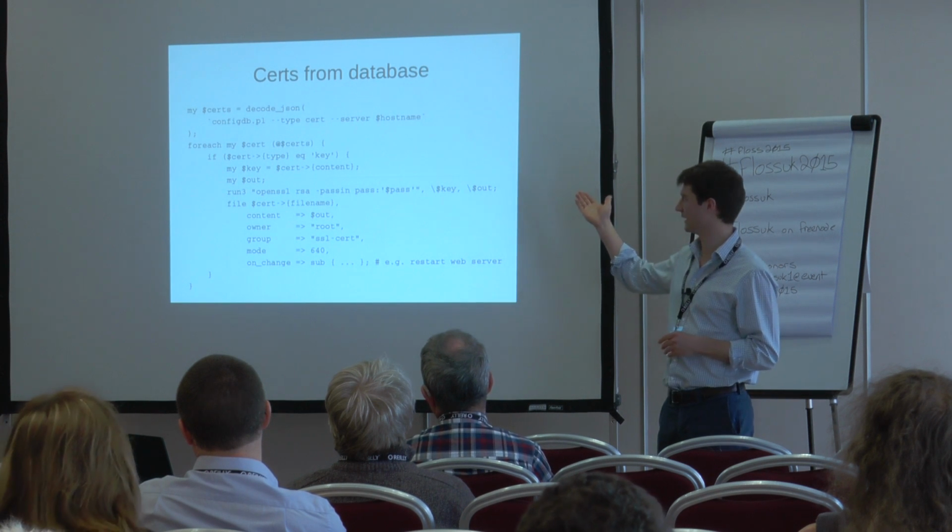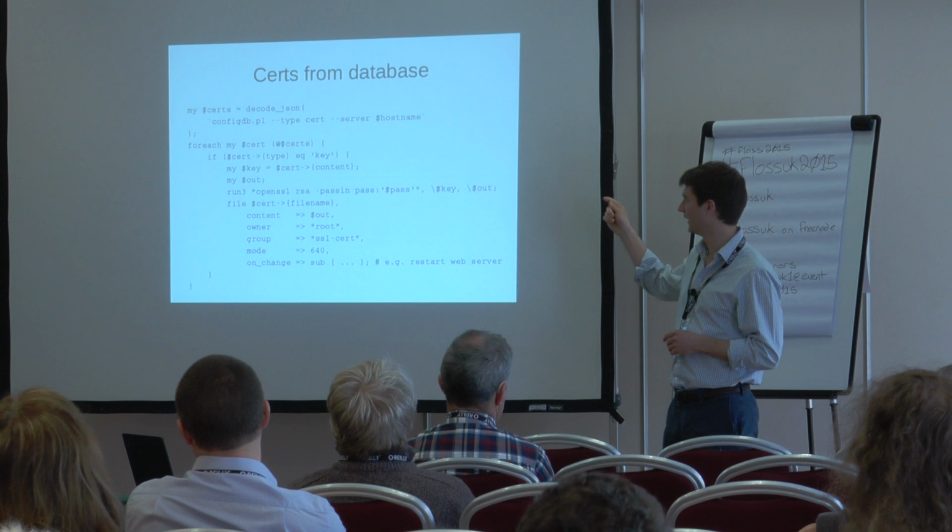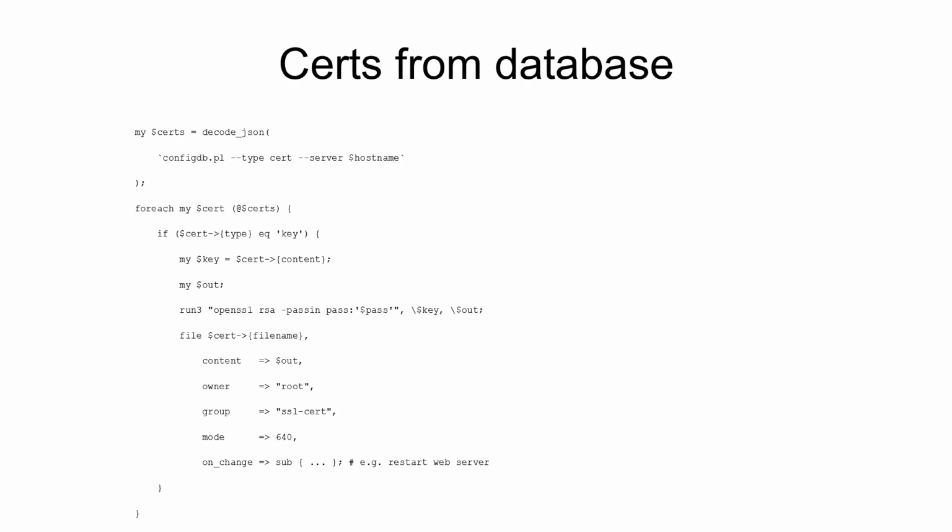I'm doing something fairly similar to the last example. I'm running the configuration database script. This time I'm giving it the parameter of the server name, and in my configuration database I've got what servers have what SSL certificates. So it returns all those certificates again in an array. It returns them in JSON, so I decode that, and then I've got all my certificates for a particular server in an array reference for that server.